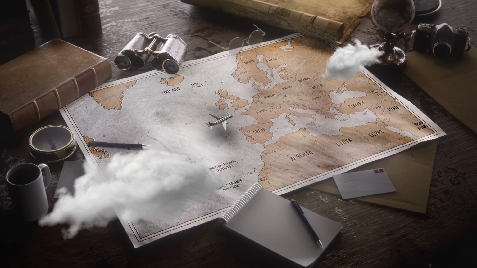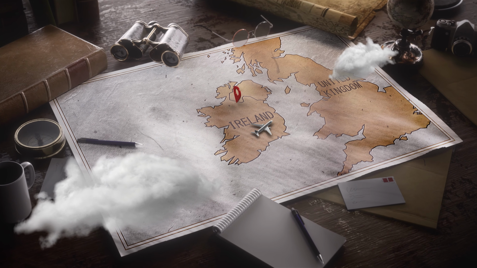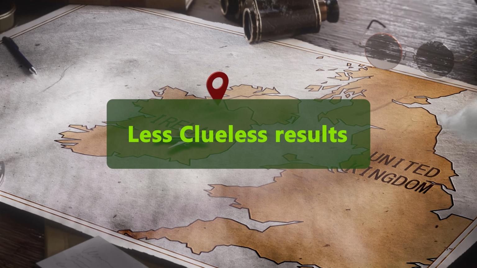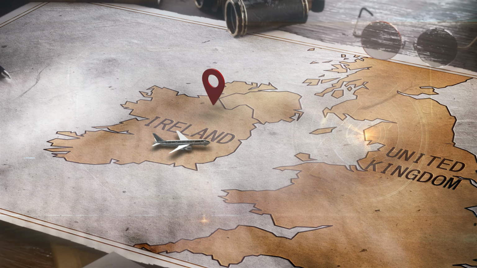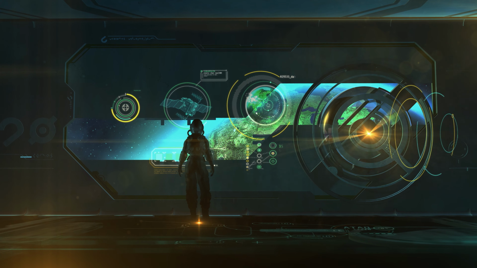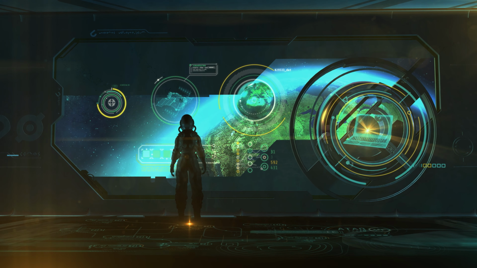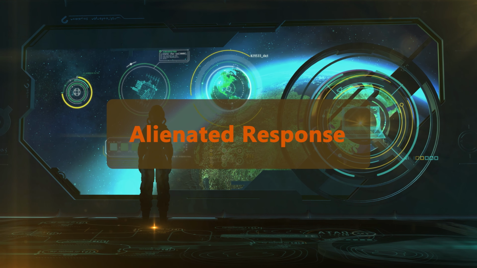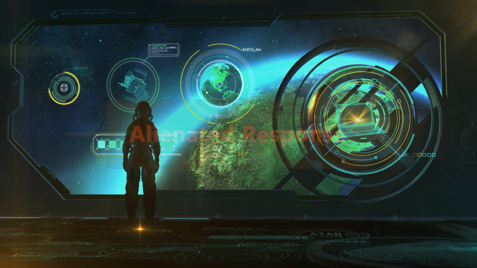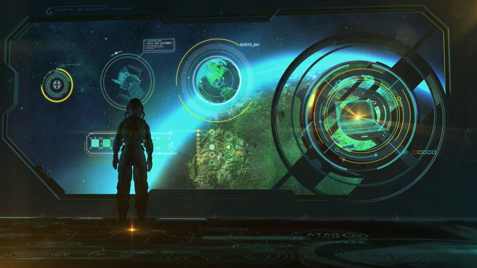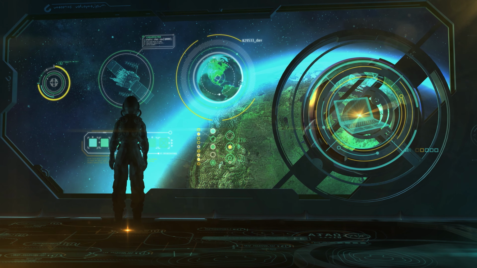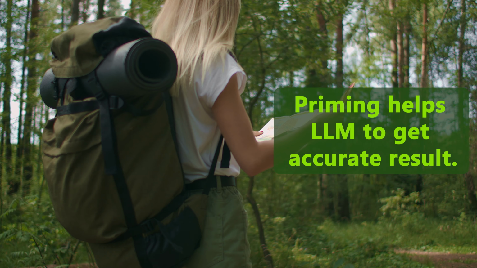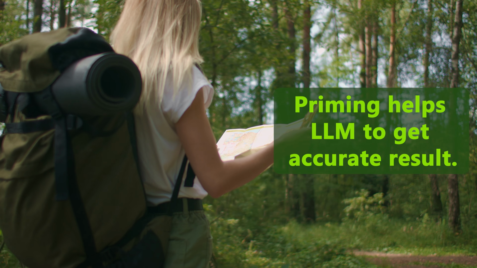One of the best things priming can help you with is that it will give you less clueless results. You must have often seen circumstances, different situations, where ChatGPT gives you answers that you never desired or asked for, and it gives you an erroneous result. So if you want to reduce that, that's where priming also helps, because the model is trained on certain data. You're asking about specific information.